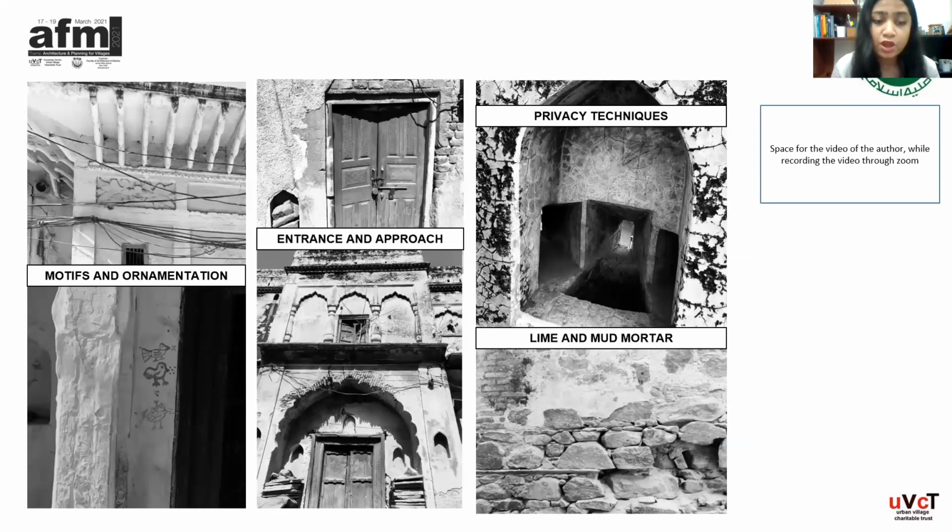Motifs and ornamentation. Motifs and ornamentation were made using natural paint, and they were mostly of flowers, animals, or godly figures. Entrance and approach. The entrance had a giant multifoil arch in it. It gives a beautiful view for the facade. There is a door placed at the center. Privacy technique. These kinds of arch structures were made. These arches have a diagonal viewpoint. It hinders the view from the outside but provides a clear view from inside. Lime and mud mortar were used.